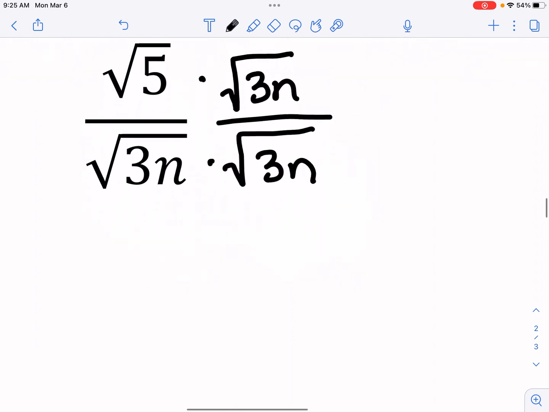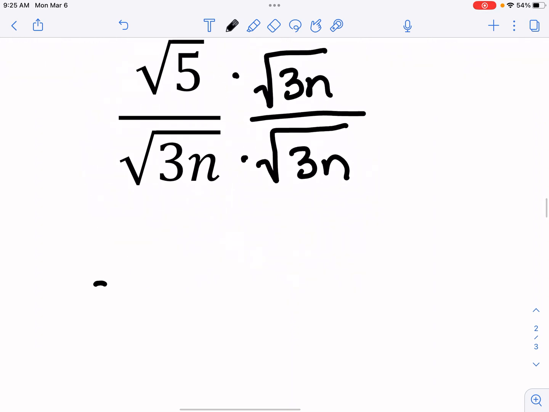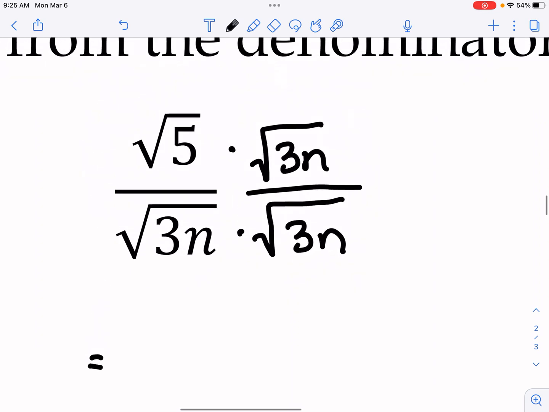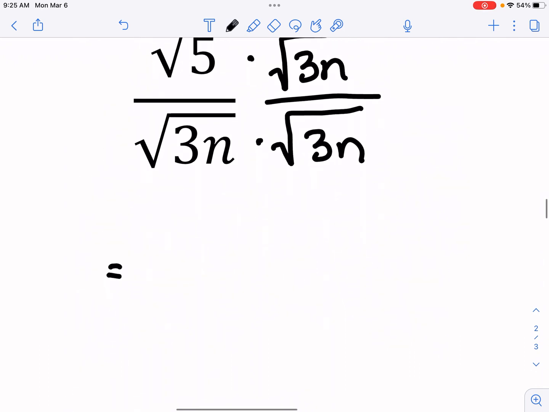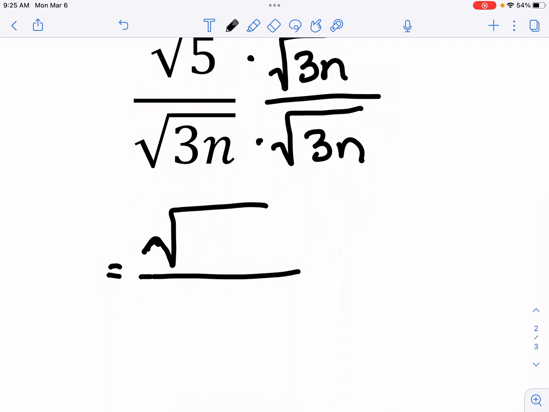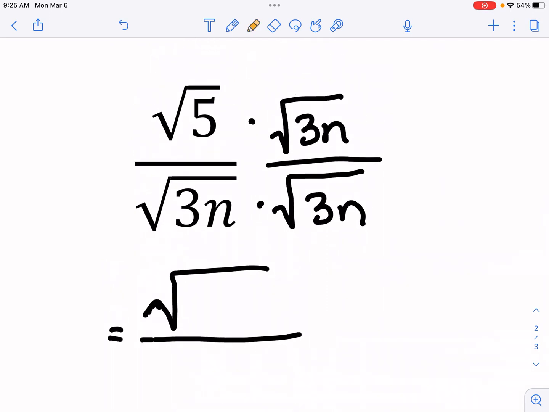So the numerator. We talked about how the product of radicals, you can write that as a product under one radical. So let me draw the fraction bar. Square root of 5 times square root of 3n is you just multiply 5 times 3. That's 15n. It's just that it's under one radical.